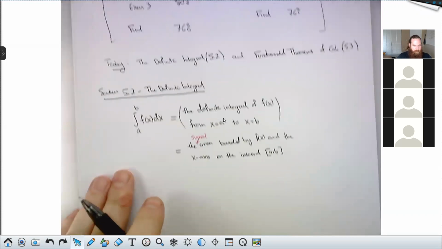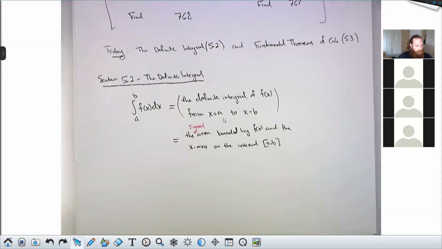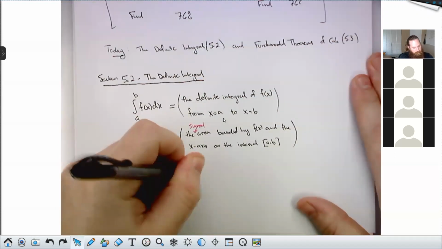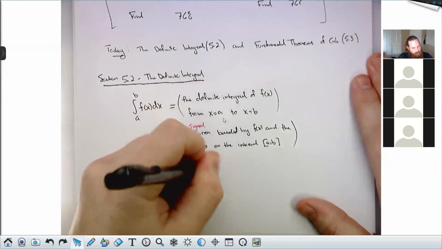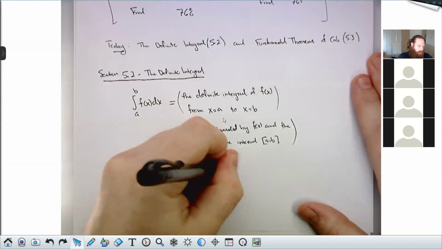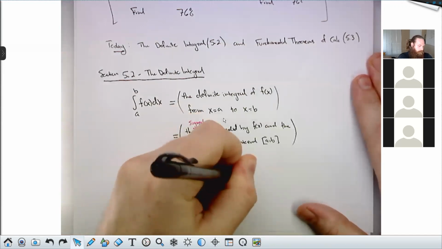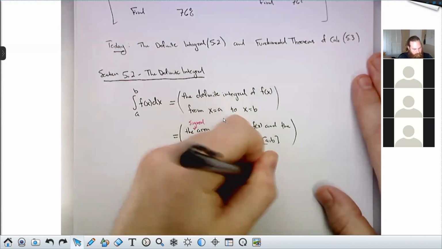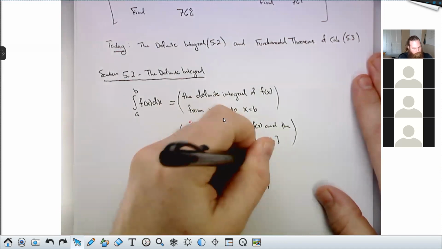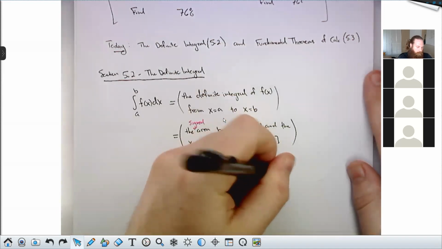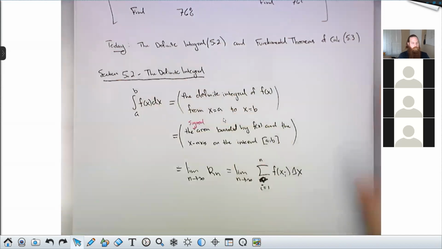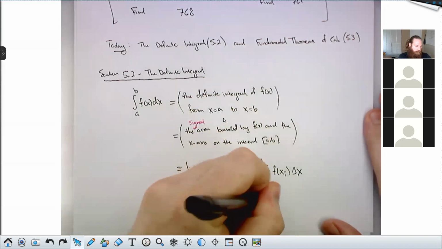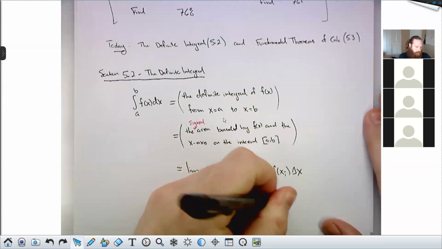S-I-G-N-E-D. Sorry, this document camera's resolution seems to be dropping by the day. And it's also the limit as n goes to infinity of Rn, which is, remember, the limit as n goes to infinity of the sum, I should say i, from 1 to n, of f of xi times delta x, where xi and delta x are the things that we've been using.